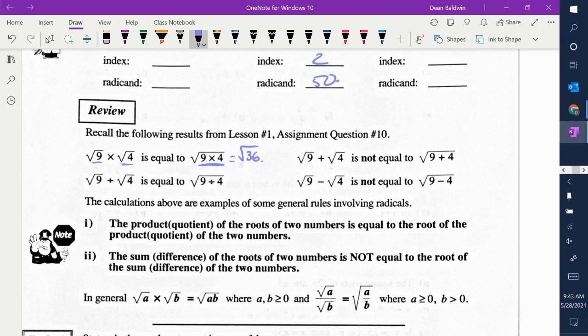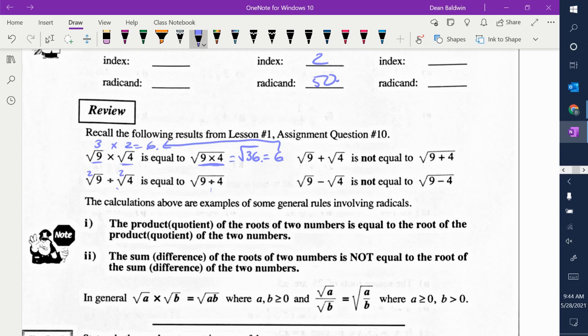And you can test that by asking, what's the square root of 9? 3. What's the square root of 4, I just told you. 2. What's 3 times 2? 6. What's the square root of 36? There you go. So they're the same. Okay? That works for division as well. As long as the index numbers are the same, you can put both numbers under one radical sign or break them up. You can go from here to here.